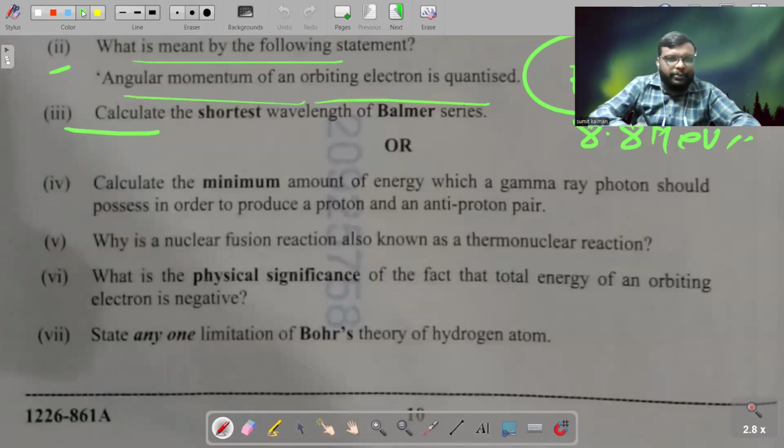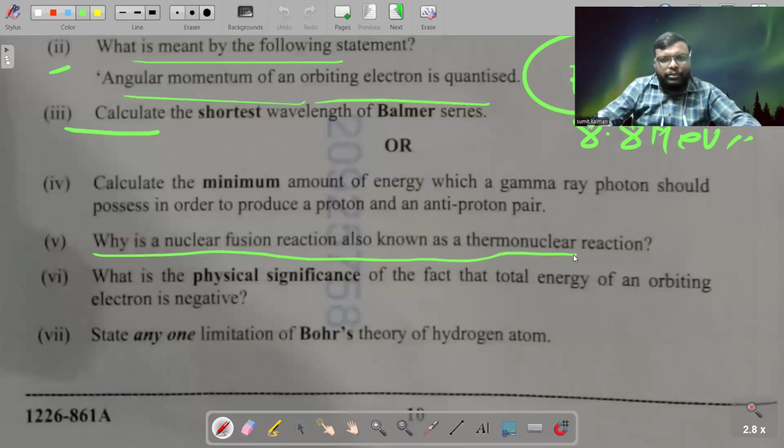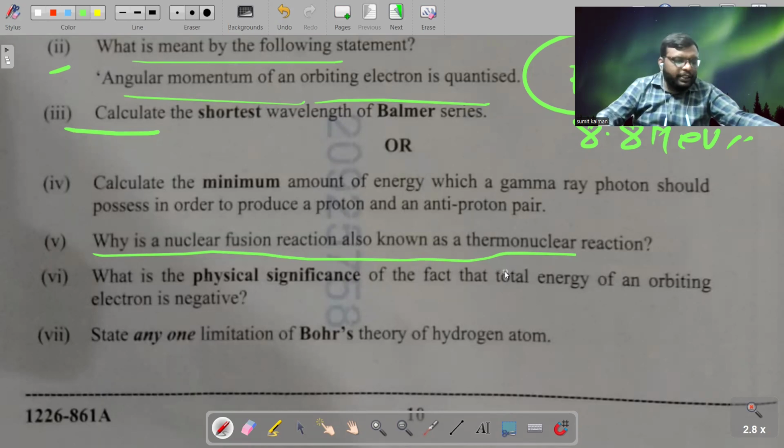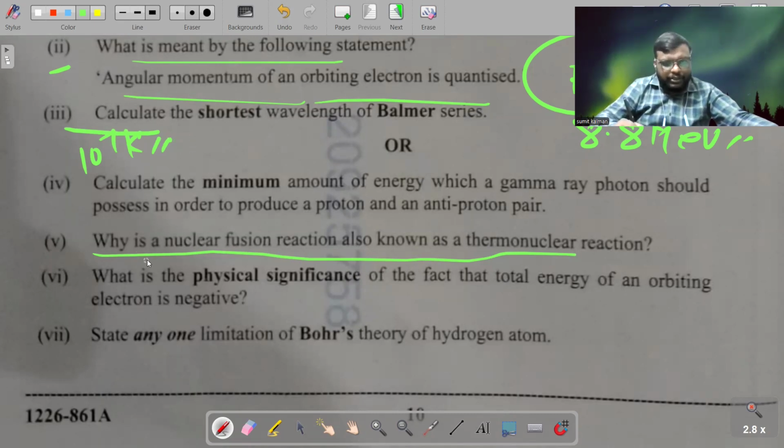Now students, in the next part, you have to tell why a nuclear fusion reaction is also known as a thermonuclear reaction. तो स्टूडेंट्स, थर्मोन्यूक्लियर रिएक्शन के लिए क्या होता है, वेरी हाई टेम्परेचर चाहिए होता है, 10 to the power 7 Kelvin, and students, thermal energy helps overcome repulsion. तो जस्ट आपको रीजन राइट करना था.